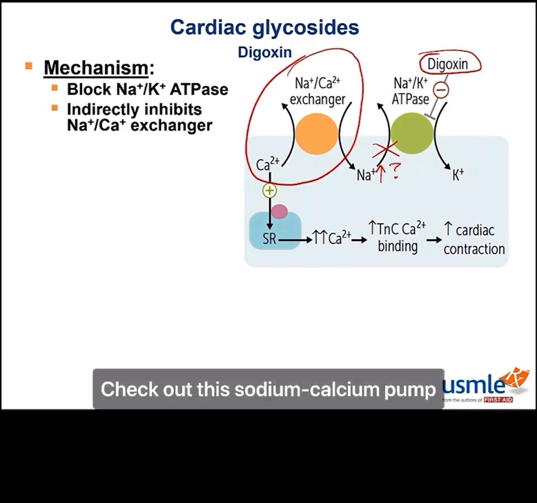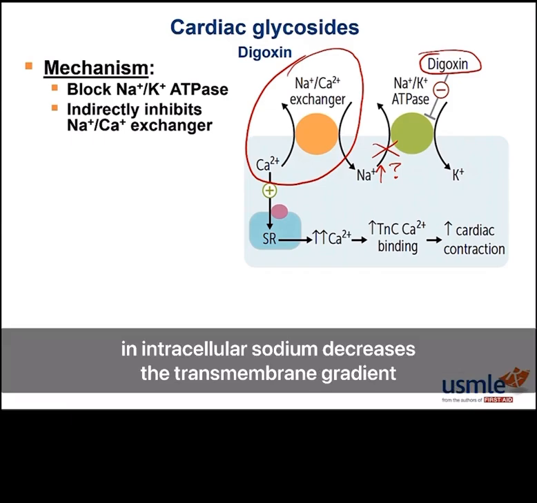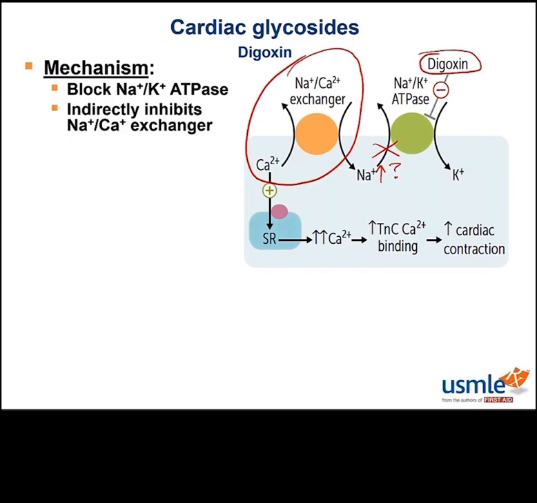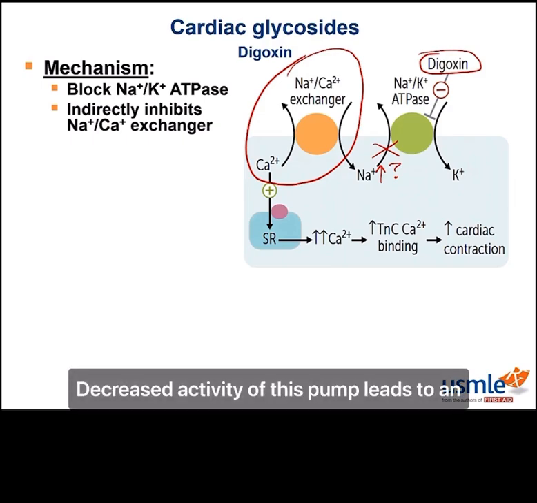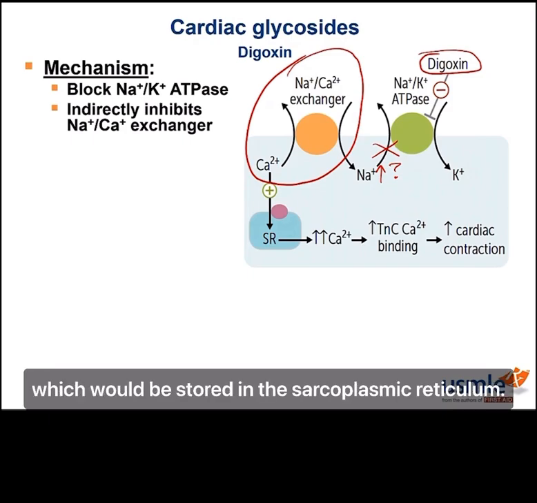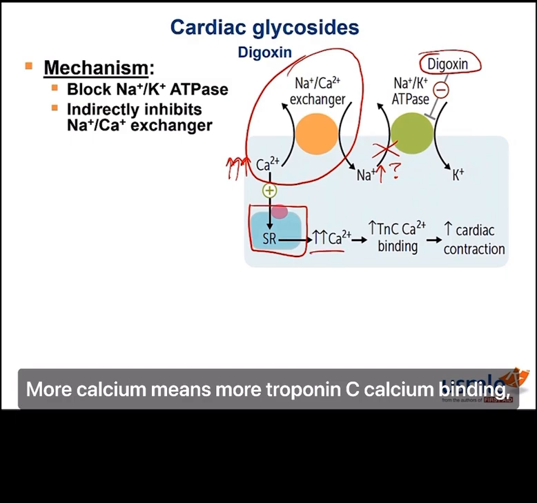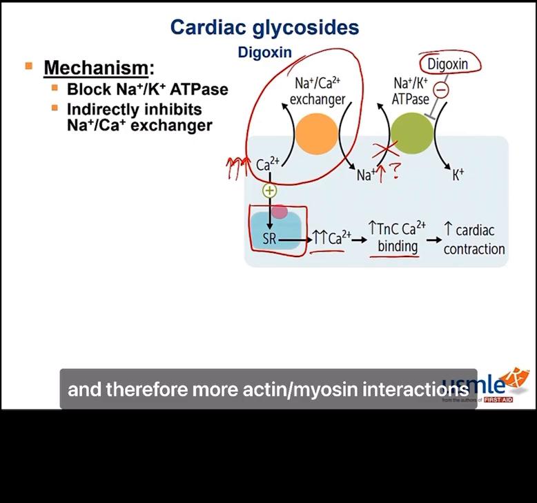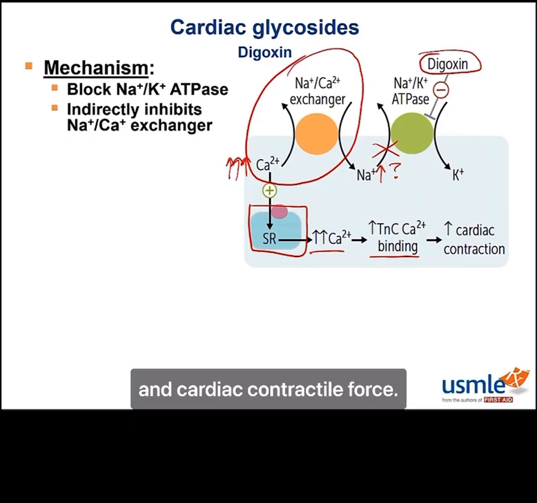Check out this sodium-calcium pump right next to all this action. This pump will be sad because an increase in intracellular sodium decreases the transmembrane gradient for it to pump sodium into the cell and calcium out. Decreased activity of this pump leads to an increased intracellular concentration of calcium, which will be stored in the sarcoplasmic reticulum. More calcium means more troponin C calcium binding, and therefore more actin-myosin interactions and cardiac contractile force.